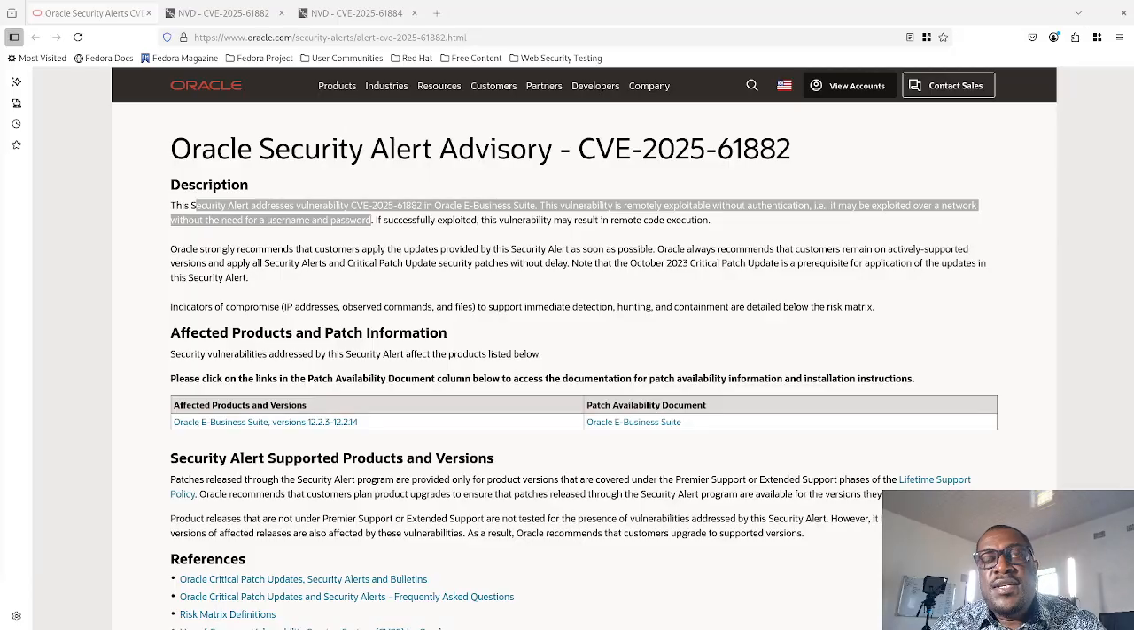Around the 6th up to the 9th of October 2025, Oracle announced a security alert trying to address the vulnerability called CVE-2025-61882, which exists in Oracle EBS Suite. Oracle says this vulnerability is remotely exploitable without authentication, and it may be exploited over the network without the need of a username and password.